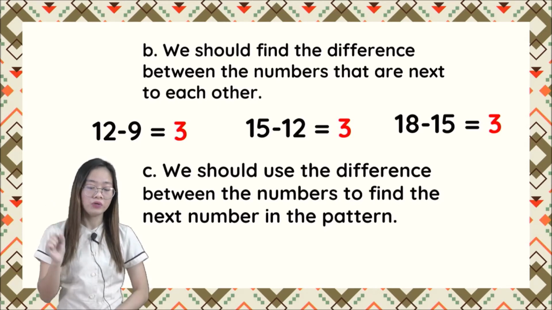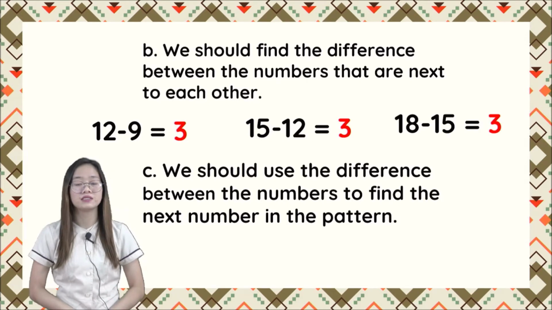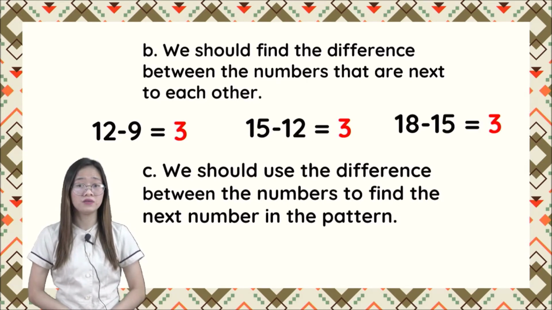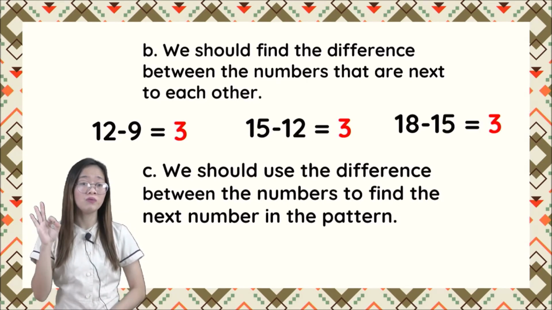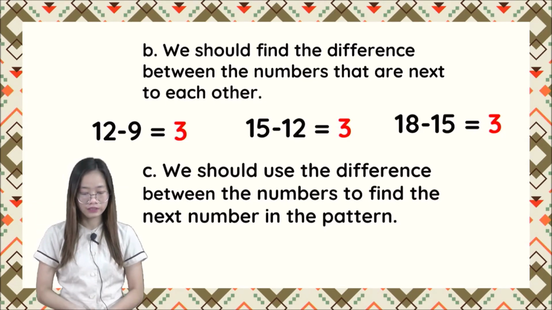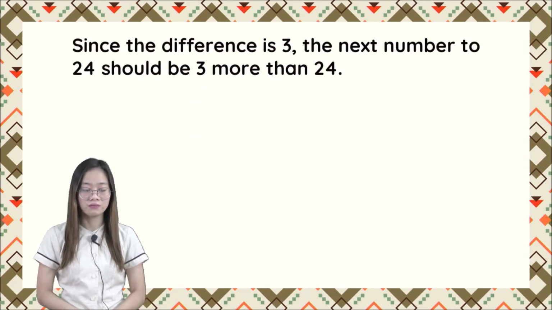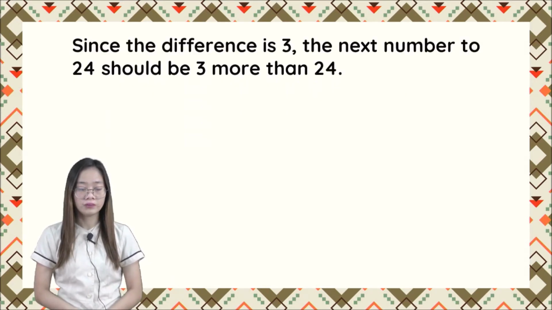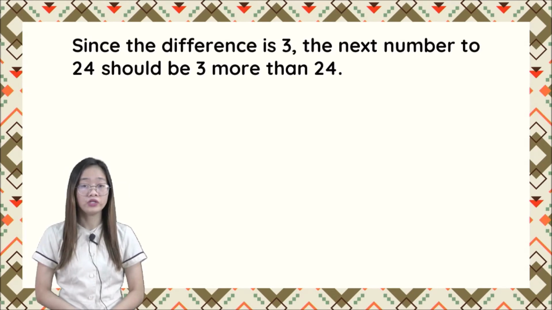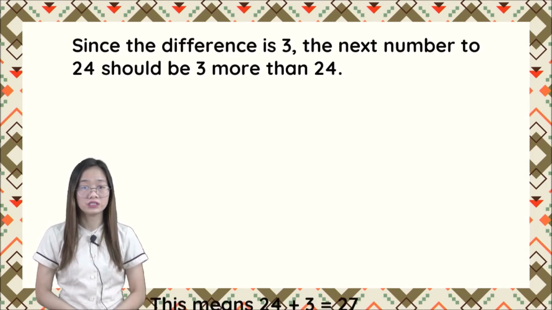So next, we should use the difference between the numbers to find the next number in the pattern. So again, what is the difference? Isn't it 3? Now we will use 3 to find the next number. Since the difference is 3, the next number after 24 should be 3 more than 24. You need to add 3, of course.